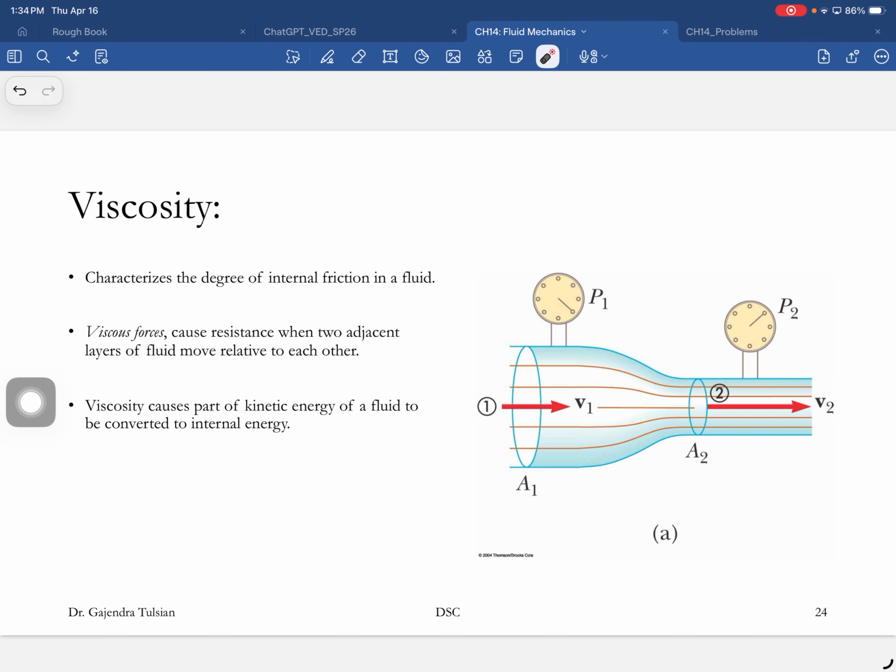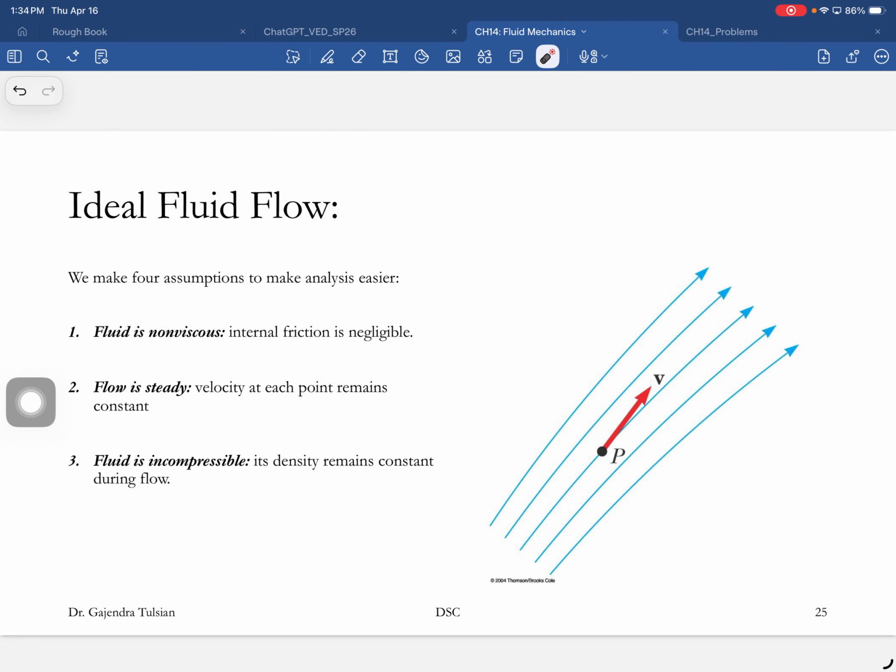Okay, so here's the speed. So you see, I increased the area of cross-section and the speed decreased. Now let me show you another thing. So here's pressure. So now this simulation is for a non-viscous fluid.